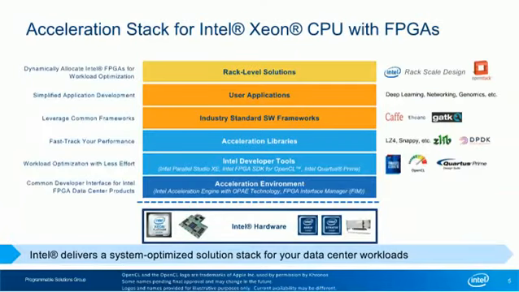Here we see the layers of the acceleration stack for Intel Xeon CPU with FPGAs. The acceleration stack is a robust collection of software, firmware, and tools designed and distributed by Intel to make it easier to develop and deploy Intel FPGAs for workload optimizations in the data center. The acceleration stack provides optimized and simplified hardware interface and software APIs, saving the developer time so they can focus on the unique value-added proposition of their solution.